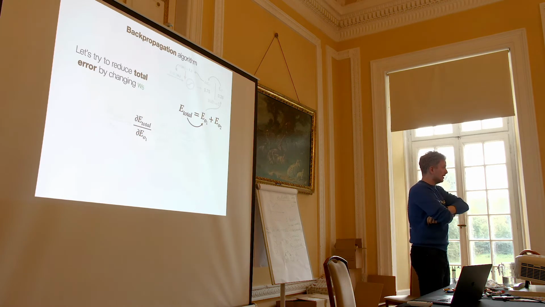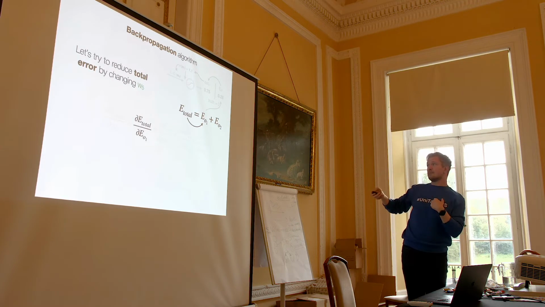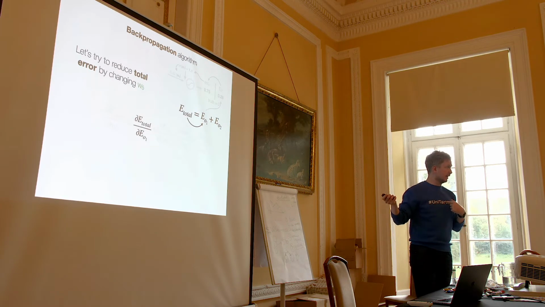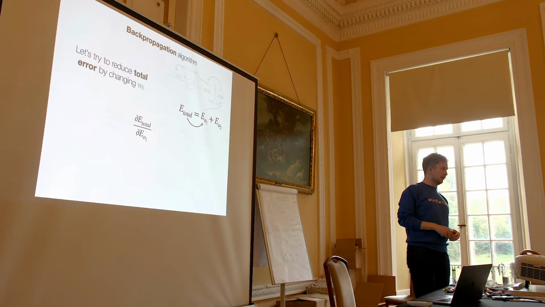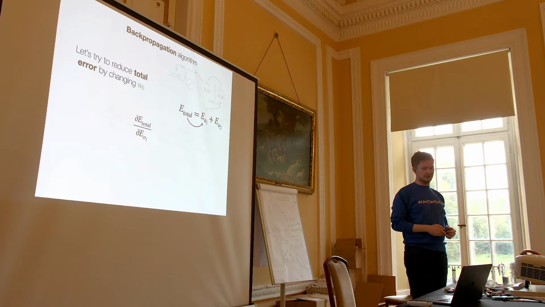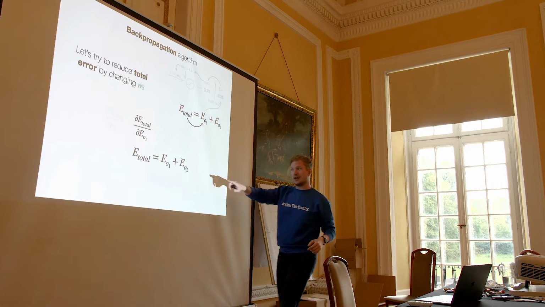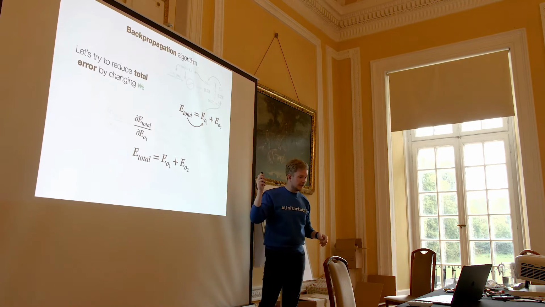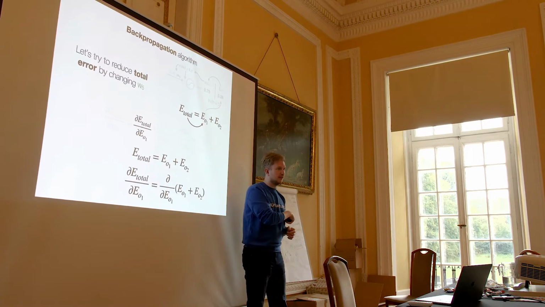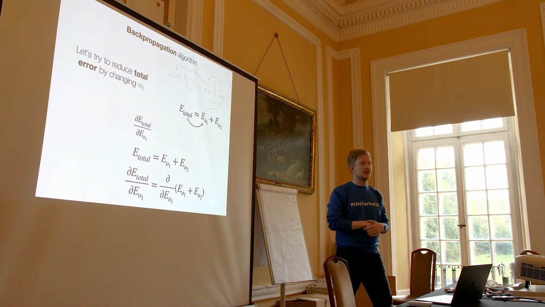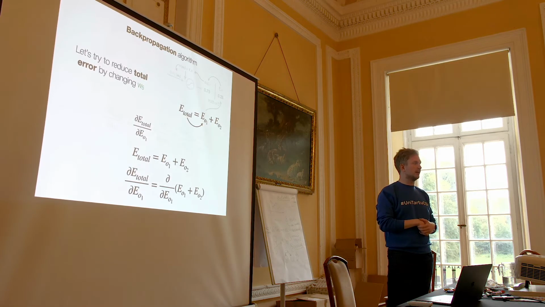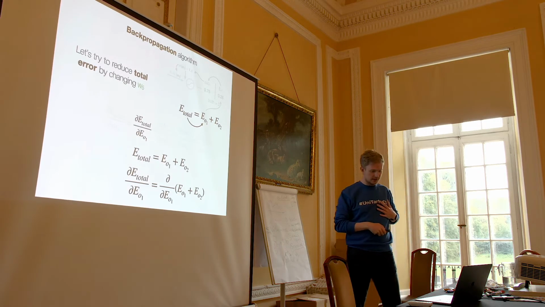Now, the E total is the sum of two errors: the error on the first output neuron and on the second output neuron. I want to take a derivative of this magnificently complex equation with respect to EO1. What is the result of that derivative? I'm taking that formula here, and I would like to understand this heartbreakingly complex issue.